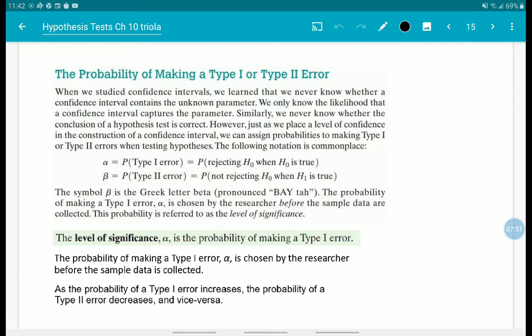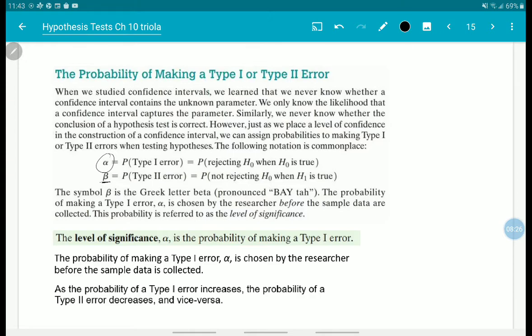So the probability of making a type 1 error is always going to be alpha. That's always going to be decided by the researcher before sampling data is ever collected. What kind of level of significance am I looking for? And it really depends on the problem. We're going to see some in the next few sections where we're using varying levels of significance. Sometimes it's going to be 5%. Sometimes it's going to be smaller. Sometimes, it could be 10%.